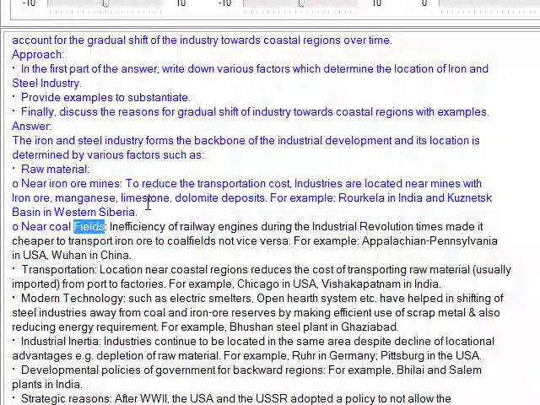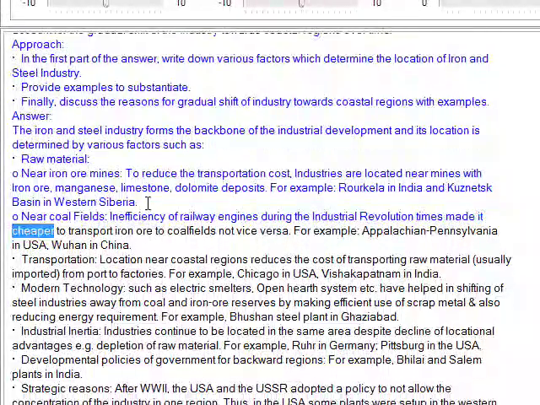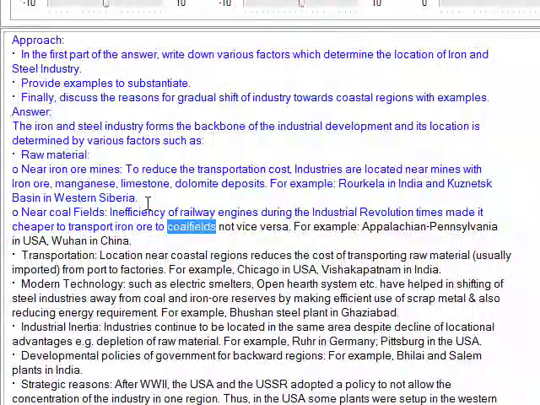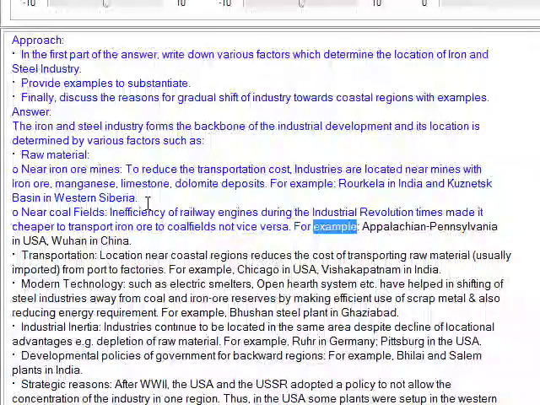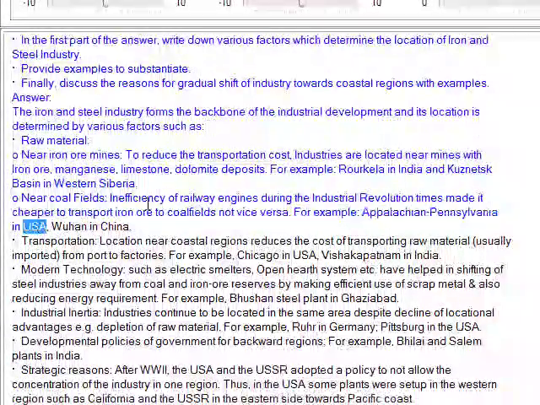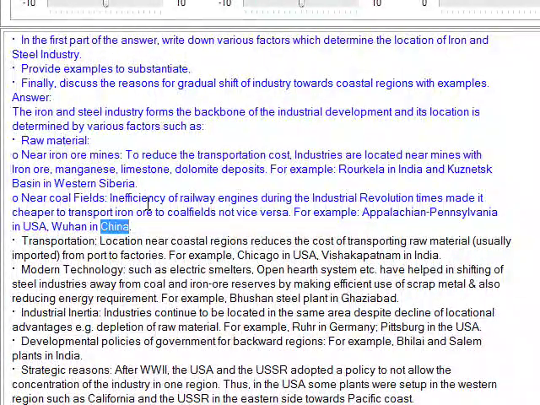Near coal fields. Inefficiency of railway engines during the Industrial Revolution times made it cheaper to transport iron ore to coal fields, not vice versa. For example, Appalachian, Pennsylvania in USA, Wuhan in China.